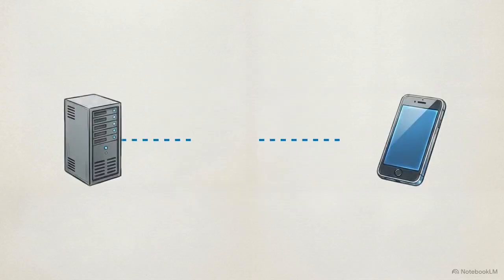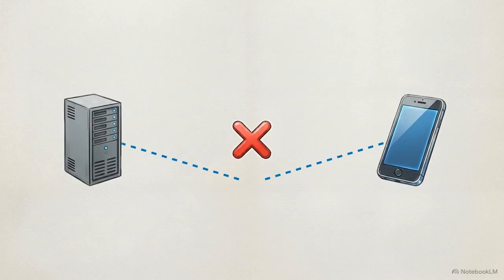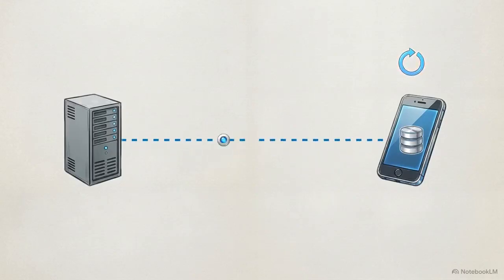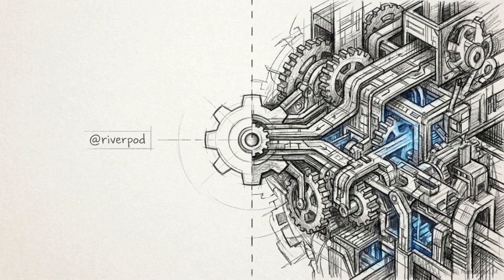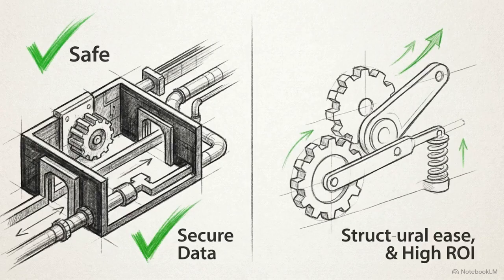Riverpod also natively handles asynchronous data, giving you built-in offline persistence and automatic retry logic for failed API calls. The primary trade-off is a steeper initial learning curve. To keep boilerplate code low, Riverpod relies heavily on code generation tools, which takes time for a team to adapt to. Riverpod offers the highest return on investment for most teams, balancing rigorous enterprise-grade safety with modern developer ergonomics.